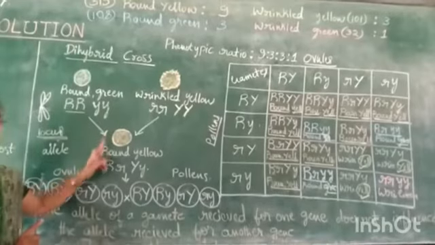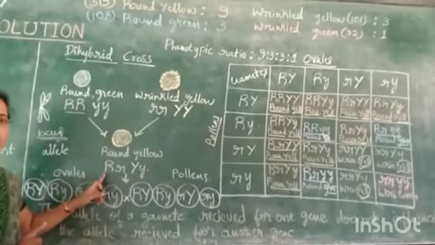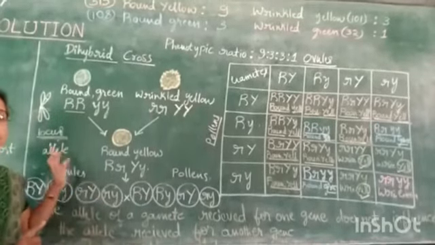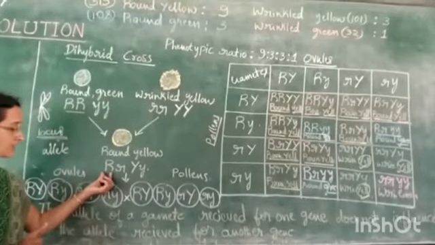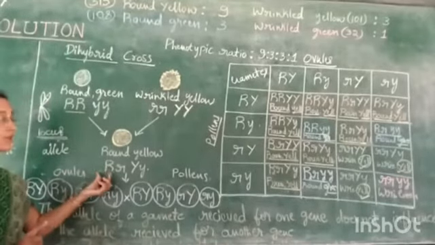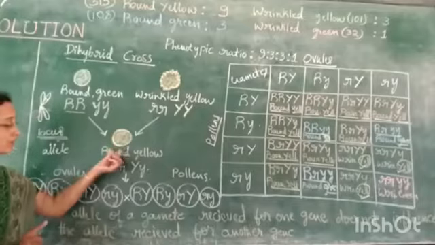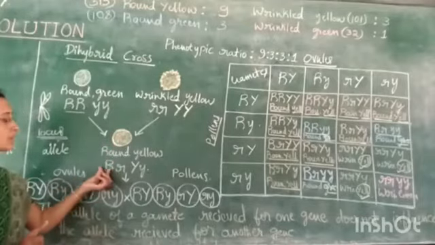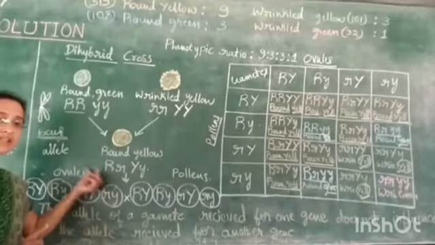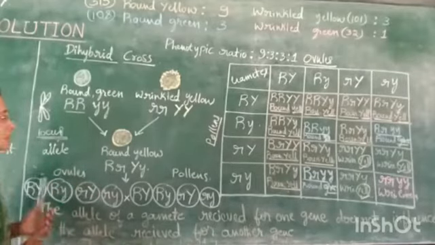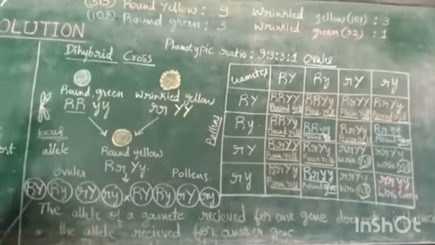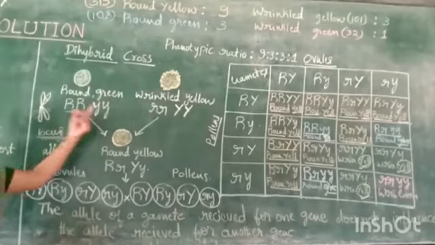So why? Because if only one factor of a character is present, that should be a dominant, then it looks like that of the dominant factor present in the gene. So here Mendel crossed two pea plants.